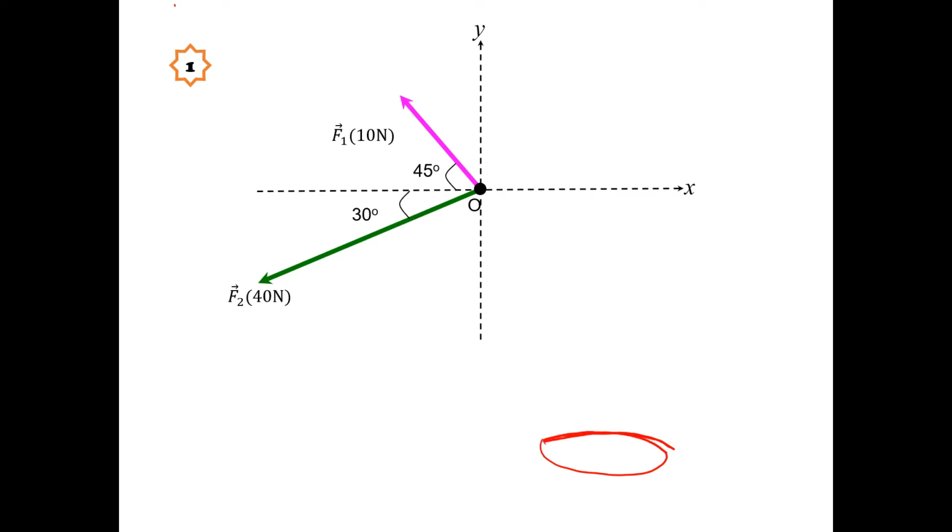Today we are going to look at how we resolve forces to get the resultant force. First we have F1 here. When we resolve F1, we are going to have F1y and F1x. And when we resolve F2, we are going to have F2y and also F2x, overlapping F1x. Later on, we are going to do the calculation based on these directions.